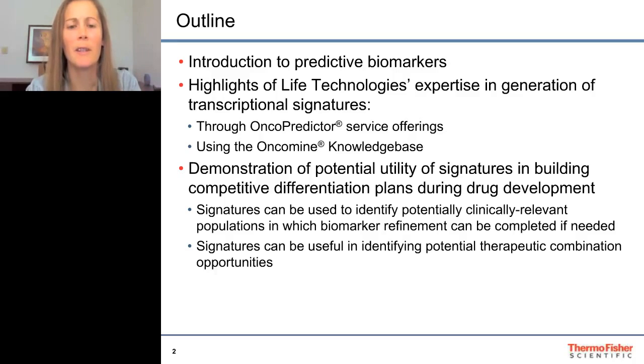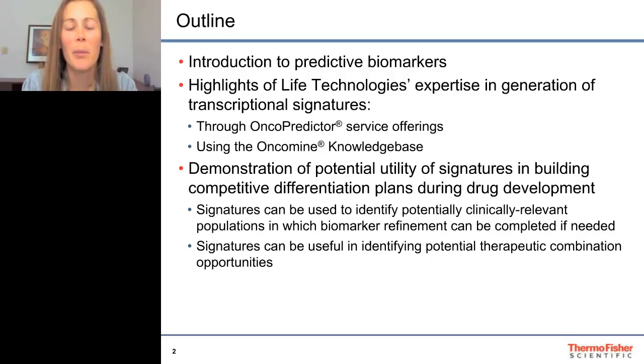In the first section, I'm going to highlight our expertise in generating transcriptional signatures through a service offering that we like to call OncoPredictor. What OncoPredictor is essentially broken up into three phases. Within the first phase, we call that the cell line response phase. We do an in vitro screening of a cell line panel that can be a number of different sizes. We typically like to use about 240 cell lines.